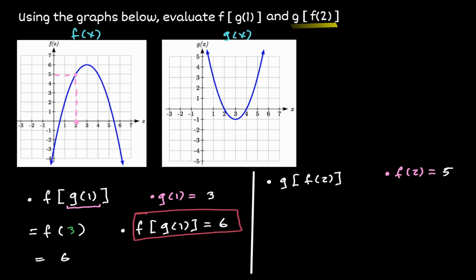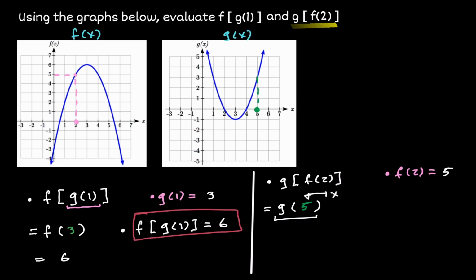So now we can rewrite our composition. Instead of writing f at 2, we're going to substitute it with the value of 5. And now this is a new objective. Let's go to the function g and figure out the y value when x is equivalent to 5. The graph of g we have on the right. The value of x equals 5, we have over here. So now let's see where we intersect our graph.